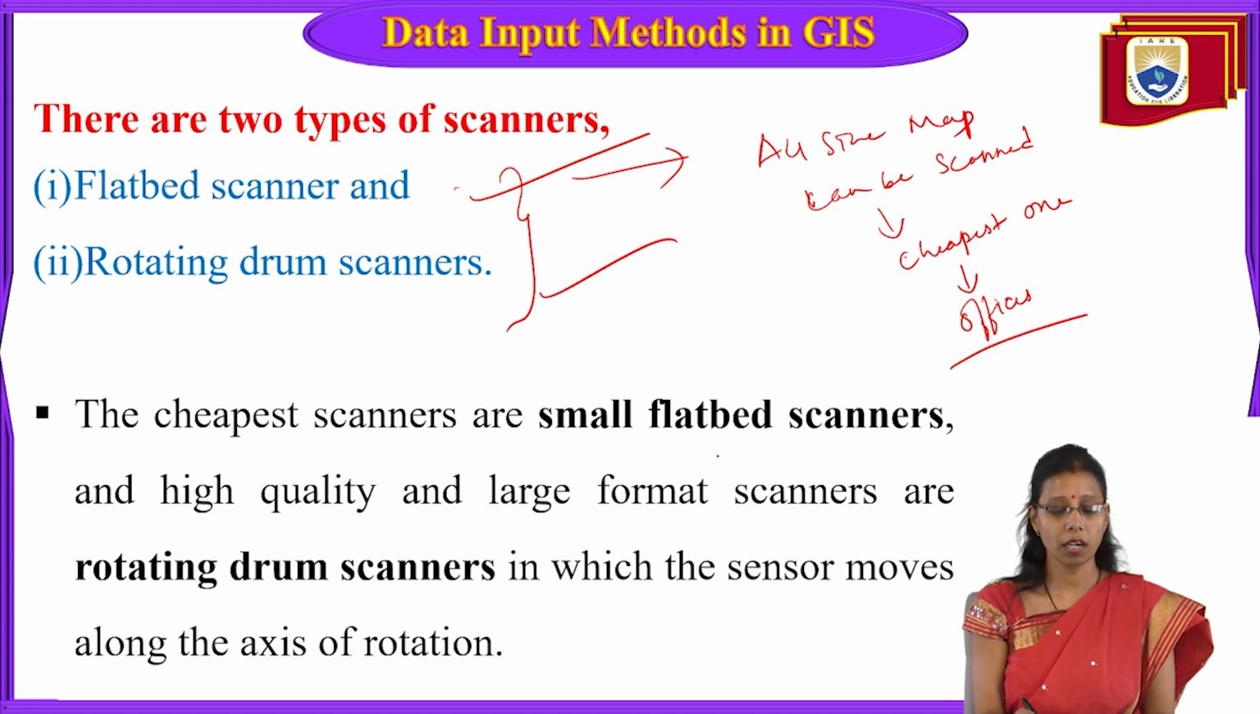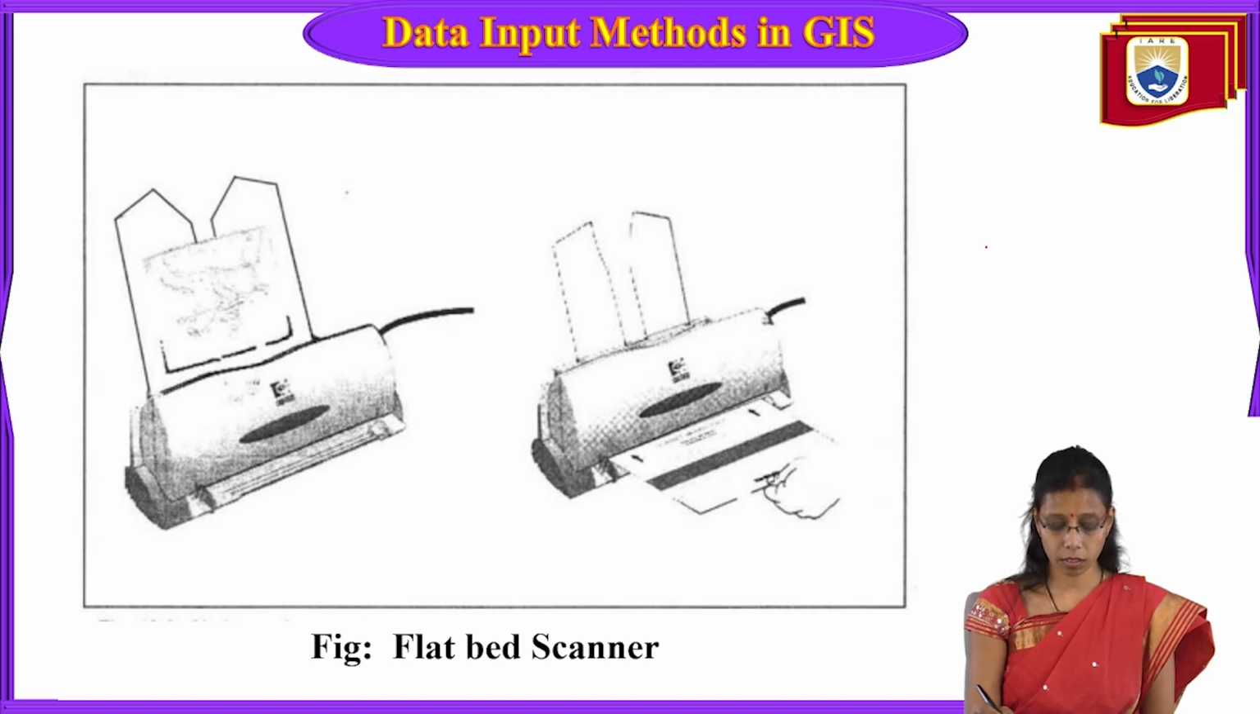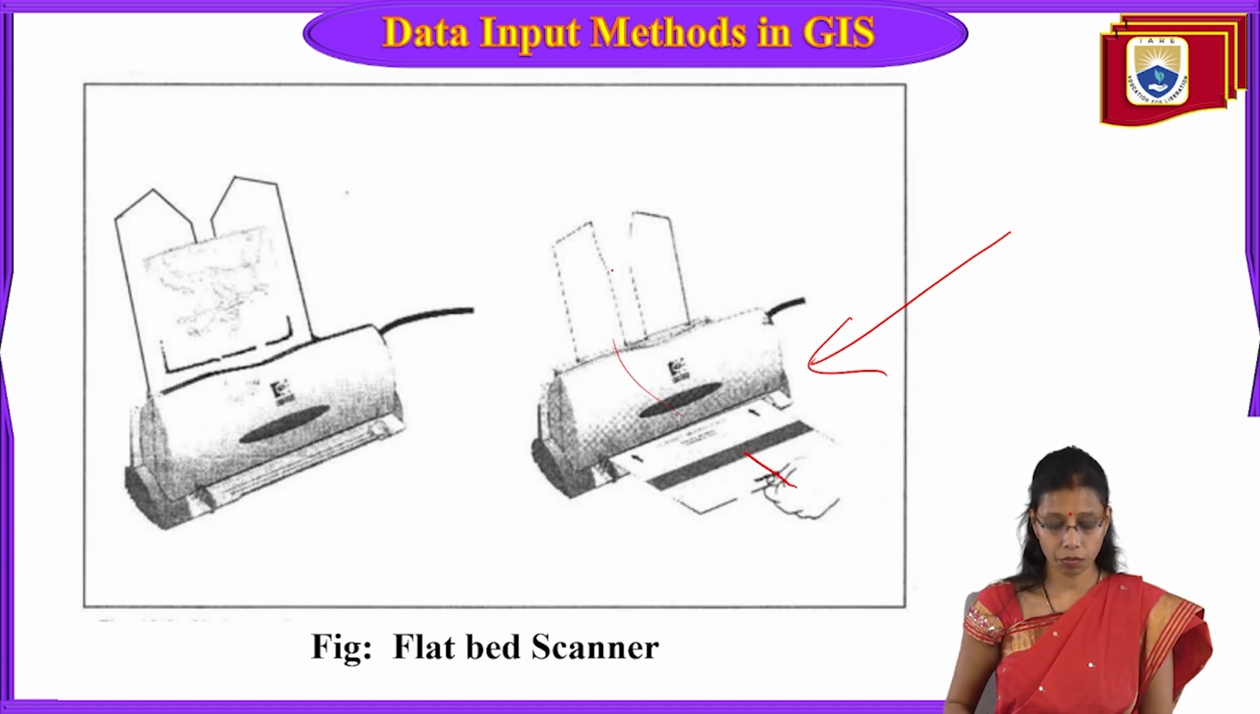The cheapest scanners are the small flatbed scanners, and high quality and large format scanners are rotating drum scanners, in which the sensor moves along the axis of rotation. So what is a flatbed scanner and what is a rotating drum scanner? Flatbed scanner, as I told you, is the A4 size map scanner. If you have an A4 size map, we can directly put it in the scanner and scan this map. These are used in the offices. So this is your flatbed scanner. Normally you just put the map here and scan it.